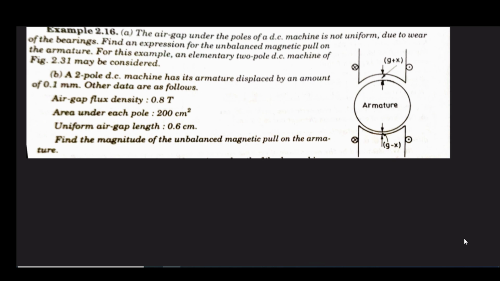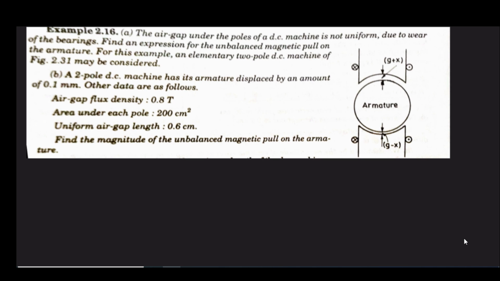Here a two-pole DC machine has its armature displaced by an amount of 0.1 millimeter. Other data are as follows: air gap flux density 0.8 Tesla, area under each pole 200 centimeter square, uniform air gap length 0.6 centimeter, like g is 0.6 and x is 0.1.